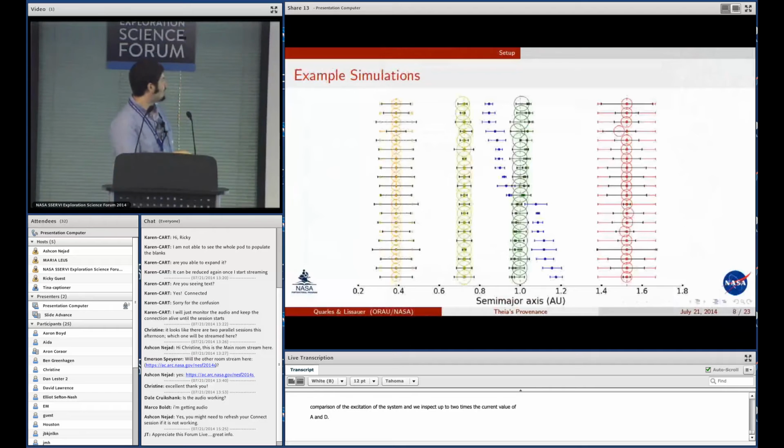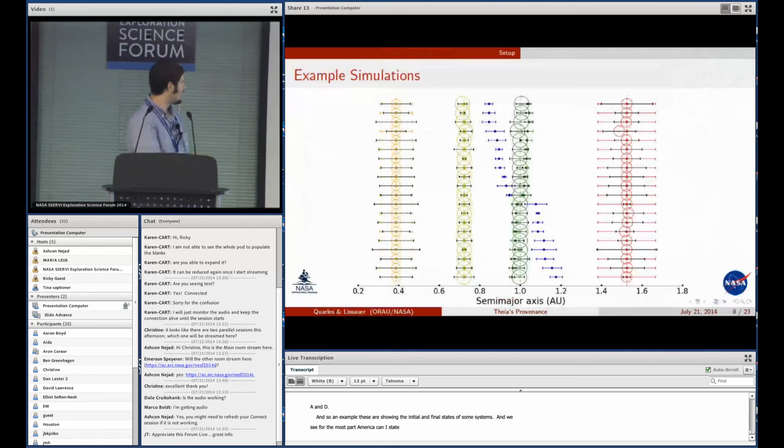An example: these are showing the initial and final states of some systems. For the most part, Mercury stays where it's supposed to be, even after this 200 million year evolution. Venus stays where it's supposed to be. Mars stays where it's supposed to be. The blue right here is the proto-Moon, and the black ones you can barely see are the proto-Earth. When they come together, they make the green circles, which would be the Earth-Moon system. And we see that they come together more or less where they're supposed to be.